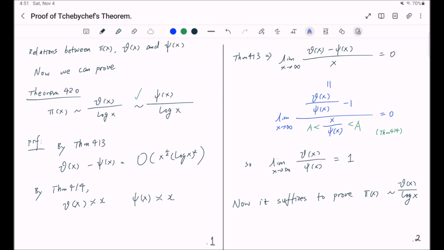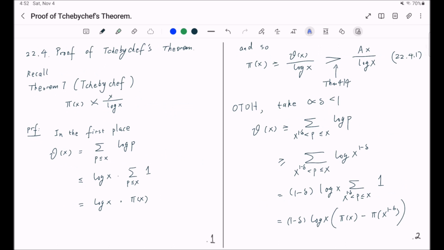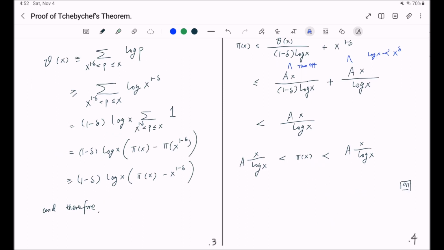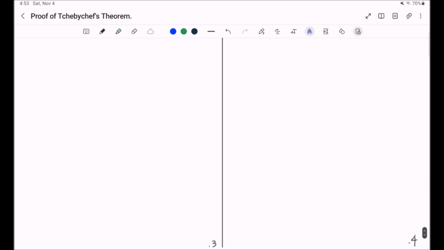In order to prove this relation, we recall two inequalities we established from the proof of Tchebyshev theorem. The first inequality is that theta of x is less than or equal to log of x times pi of x. And the second inequality is that theta of x is bounded below by (1 minus delta) times log of x times (pi of x minus x to the 1 minus delta) for any delta between 0 and 1. So let me copy them here.